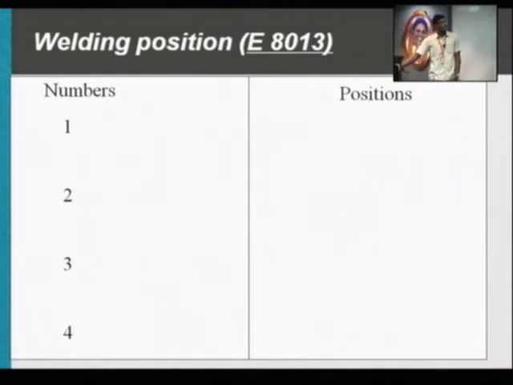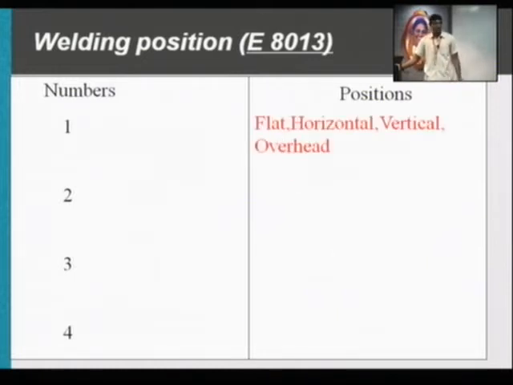So now see the welding position of E8013. I just explained that the third number, that is 1, is your welding position. So 1 means you can weld in any position, that is flat, horizontal, vertical and overhead, because there are only 4 types of welding position. The 4 types are flat, horizontal, vertical and overhead. So 1 indicates you can weld in any position.